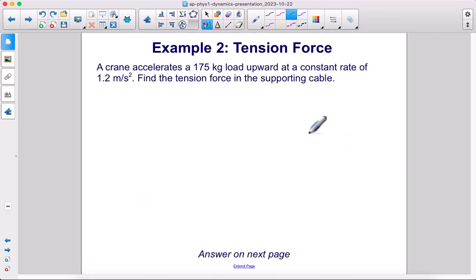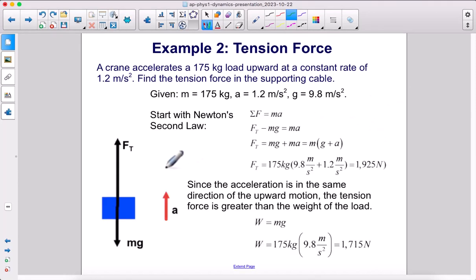A crane accelerates a 175 kilogram load upward at a constant rate of 1.2 meters per second squared. Find the tension force in the supporting cable. This time is different because we do have acceleration upwards, which means the upwards force must be greater than the downwards force, giving us a net force that is upwards, and therefore an acceleration that is upwards.